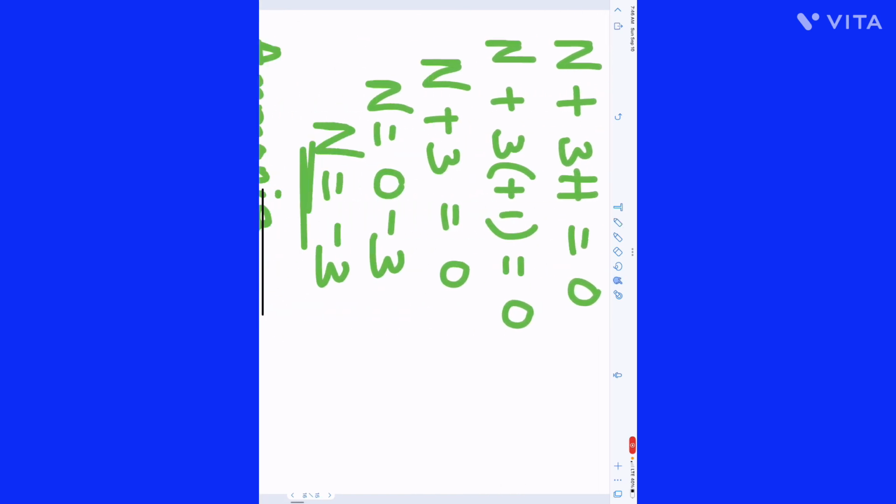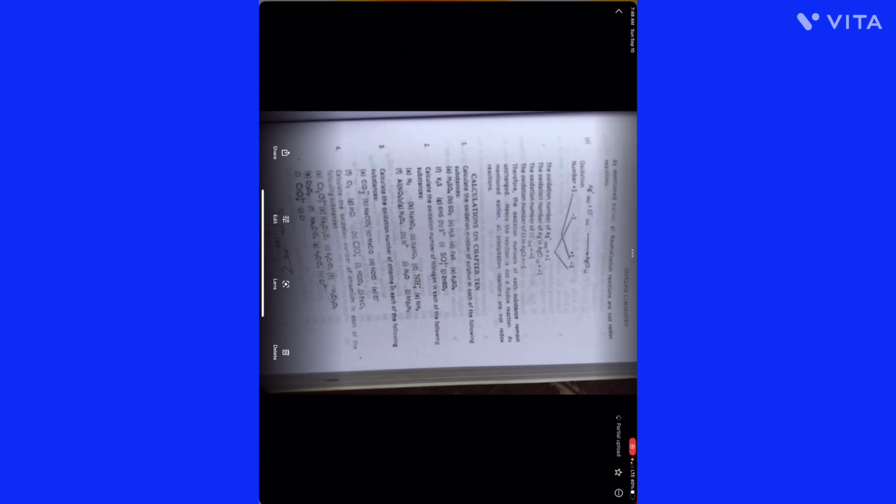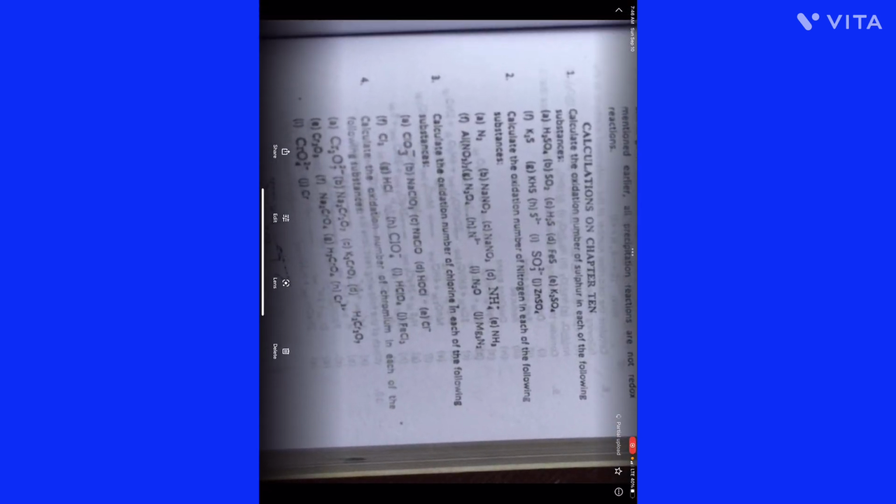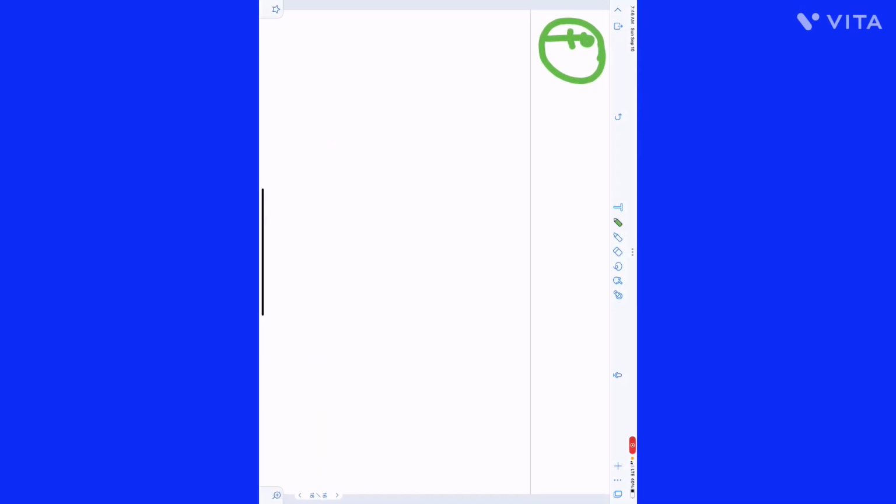F now. Okay, let's continue very quickly. F is what? Aluminium nitrate, Al(NO3)2, Al2NO3.